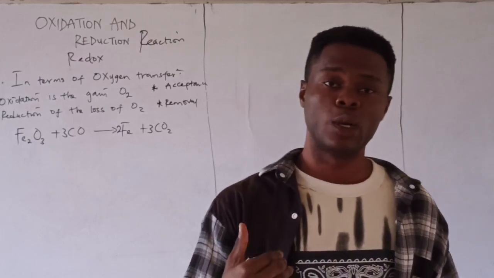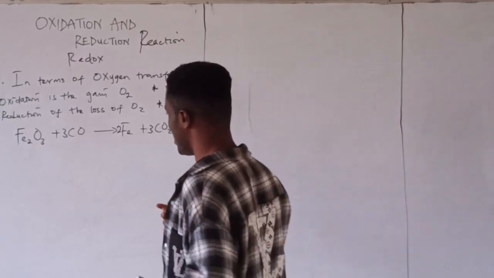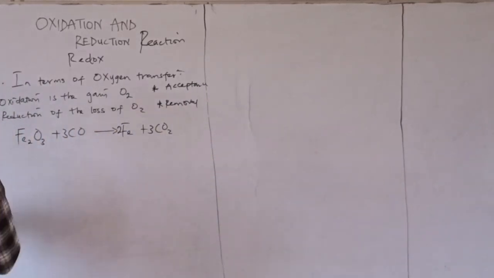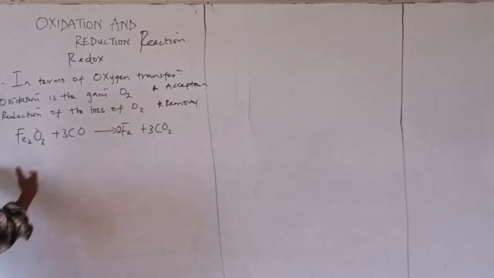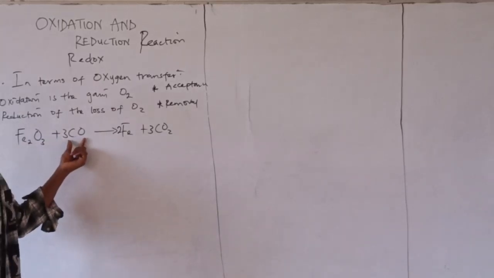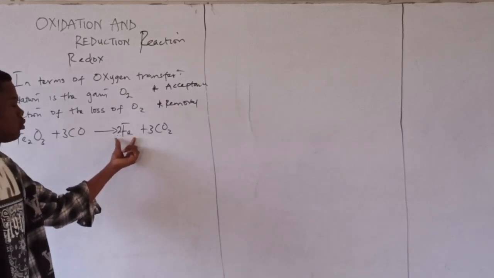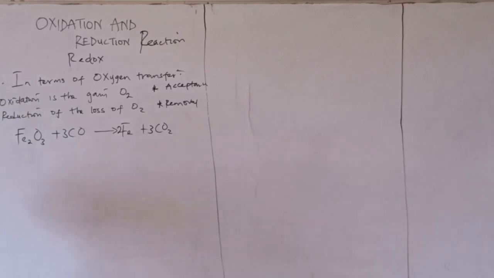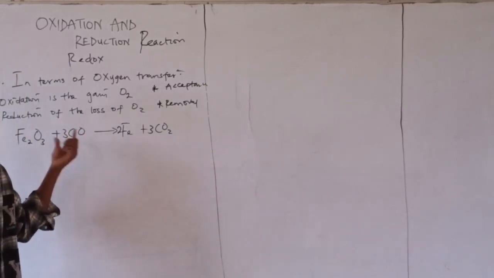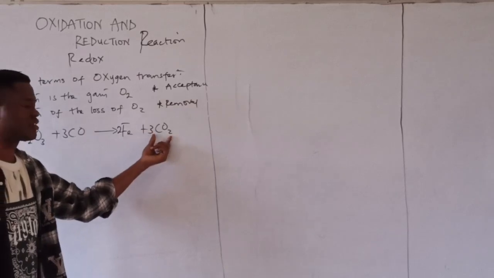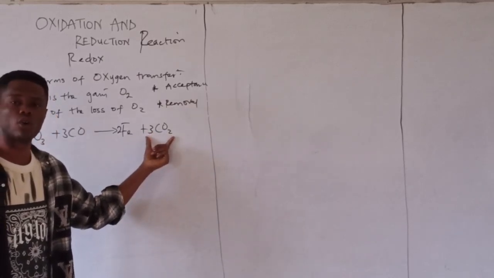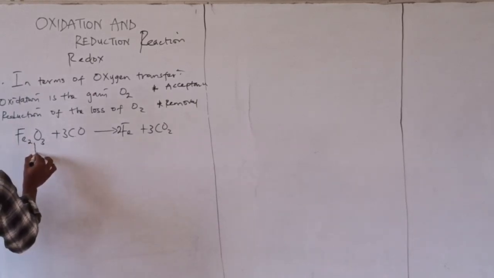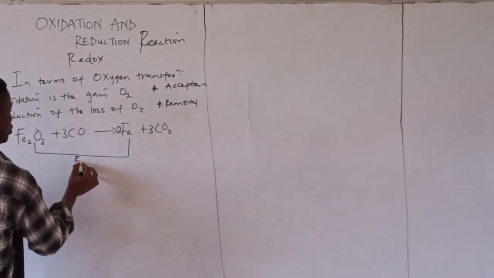Looking at this reaction, we can clearly see that iron initially had oxygen in it, but after reacting with carbon monoxide, what we have left is only iron. On the other hand, carbon monoxide that was present here was oxidized to carbon 4 oxide, which means that what happens here is reduction.